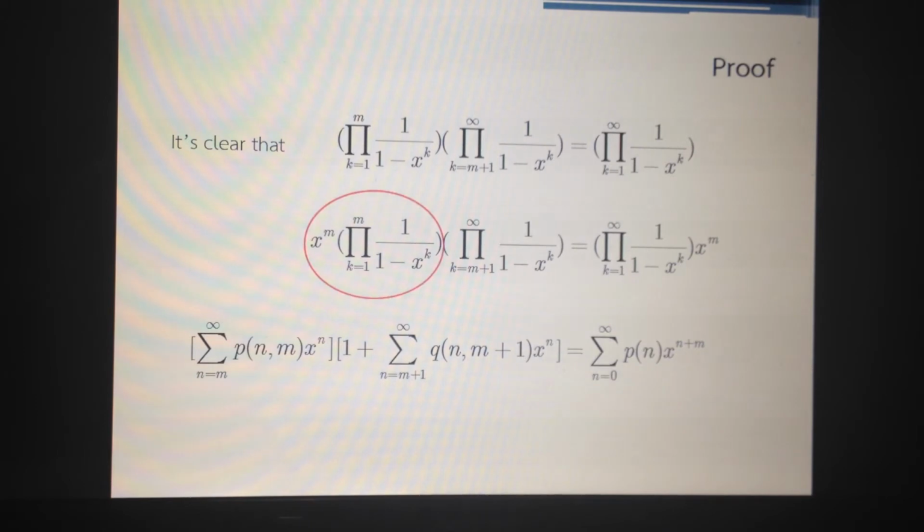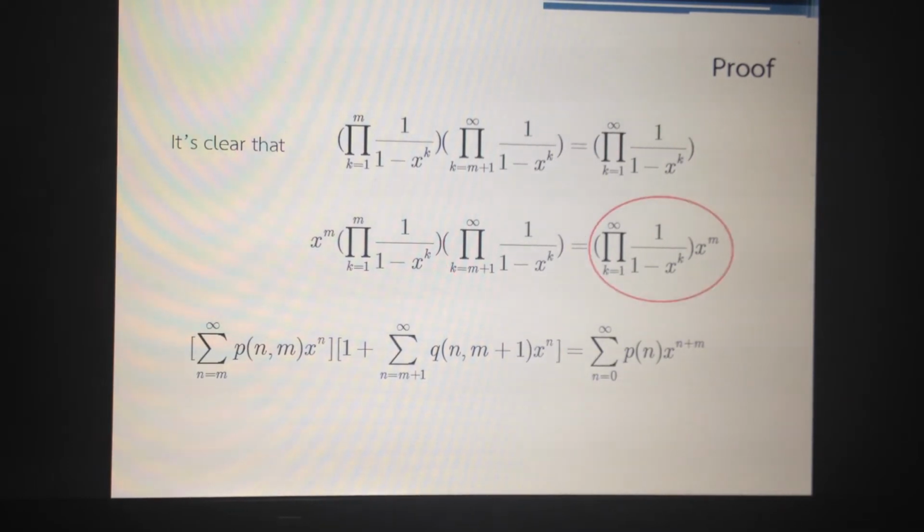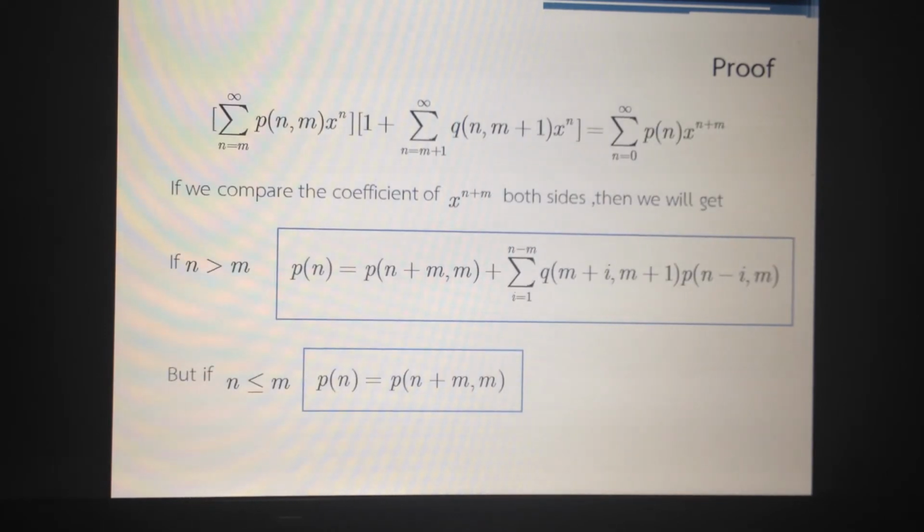and then this one can transform to this summation, and this product can transform to this product, this summation, and then this product multiplied by x power to m is equal to this one. And we use this equation to compare the coefficient of x power to n plus m on both sides of our equation, and then we get, if n is not less than m, Pn is this, and in another case, if n is less than or equal to m, we get Pn is equal to Pn plus m, m.